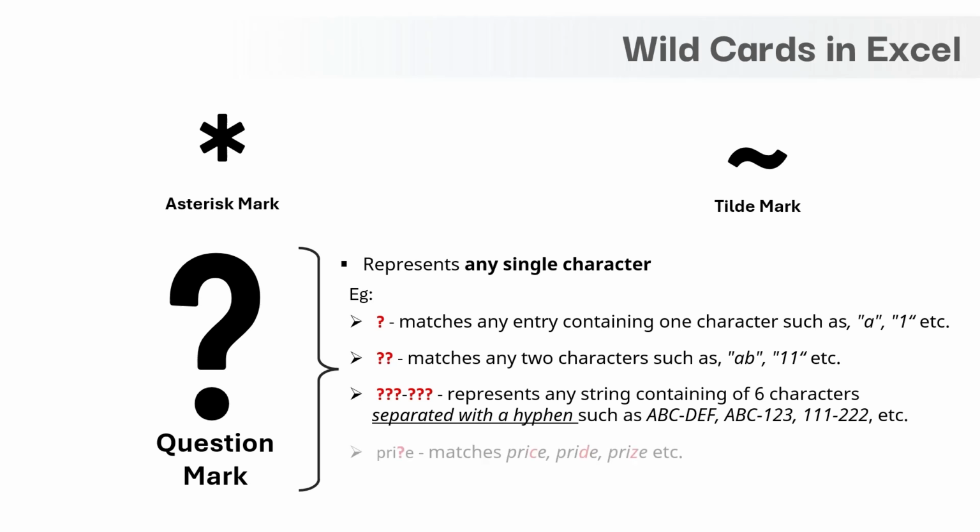If we add question mark between the letters PRI and E, it matches any word that follows this pattern, ignoring the fourth position, which is a question mark. The examples can be price, pride and prize. You can notice only the fourth position will change as C, D and Z, while the other positions will remain the same. The last wildcard is a tilde mark and it plays a very important role.